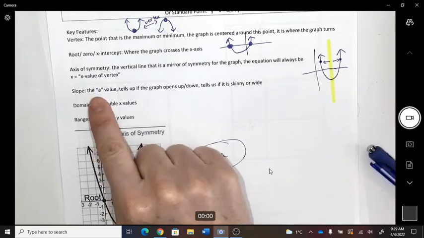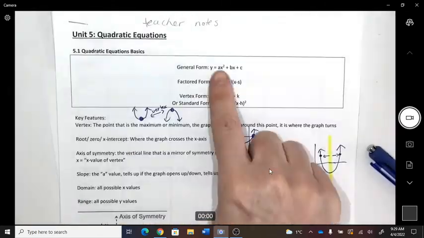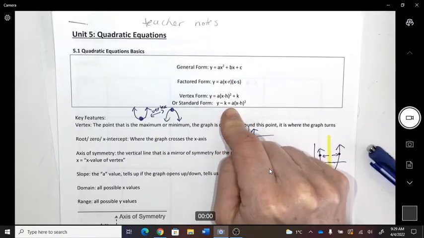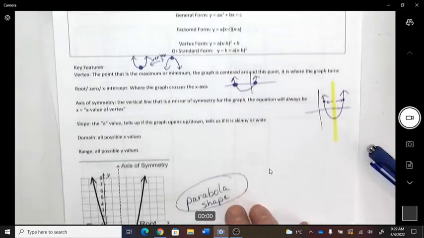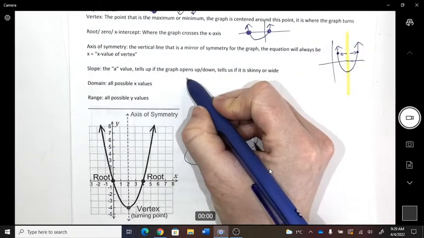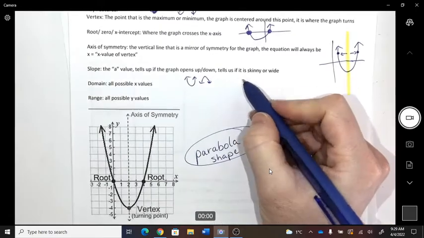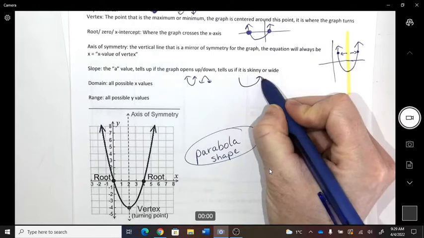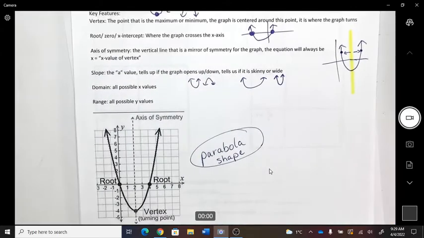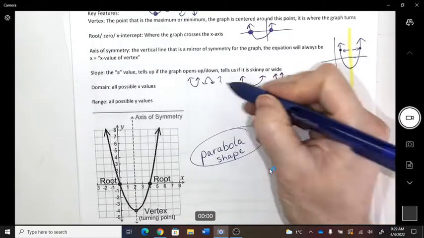Okay, the slope A tells us some things. Here's the A. A is this number that we're always going to multiply in front. It's going to tell us, does the graph open up or down? It's going to tell us, is this a wider shape or a skinnier shape?